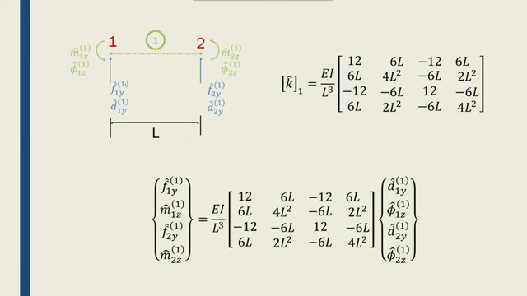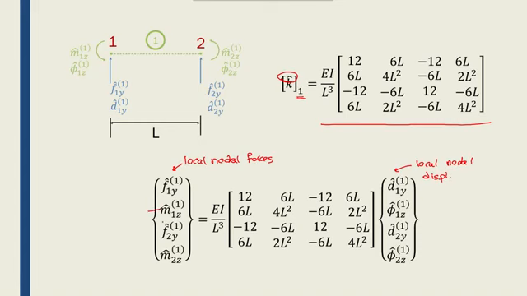So for element 1, I have nodes 1 and 2, and I can write the stiffness matrix just like what I found for a typical beam element. I put 1 in here to refer to element 1, and the hat means it's local. And what it does is that it relates the local nodal forces to local nodal displacements.